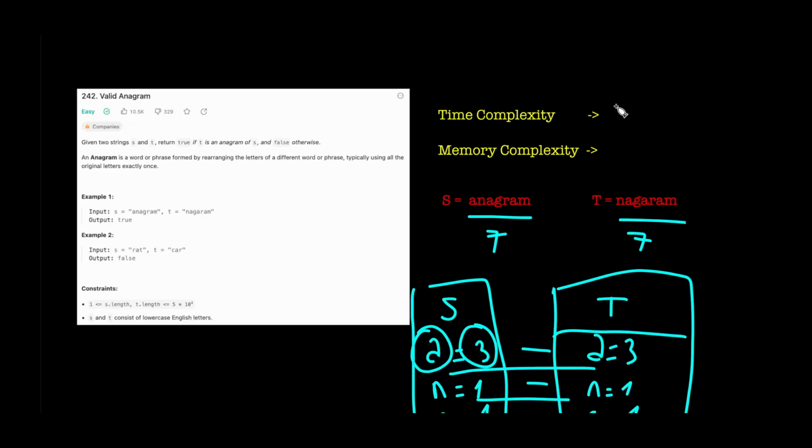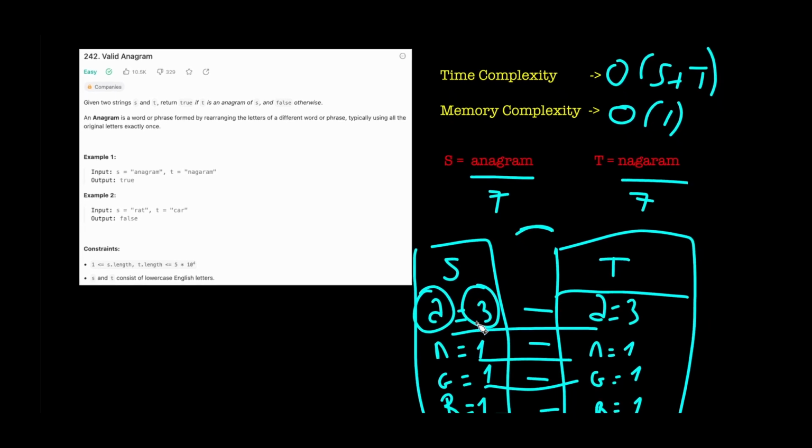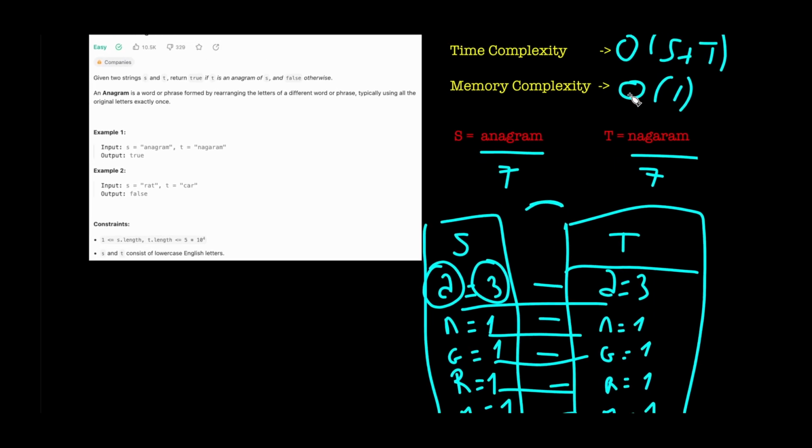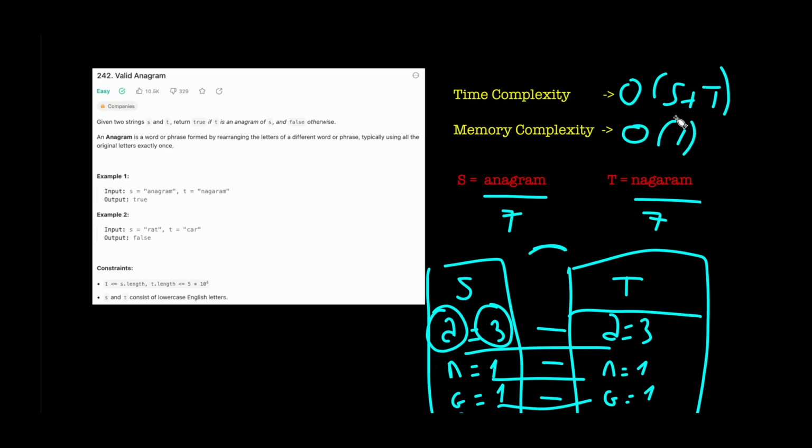The time complexity of this solution is O of S plus T. And this is because we will have to iterate over both S and T in order to fill these two hash maps. The memory complexity, in this case, if we look at the constraints, it says that S and T consist of the lowercase English letters. So we can say that the memory complexity is O of 1 because no matter how long the string, we always have 26 letters in the alphabet. So the memory complexity is constant.